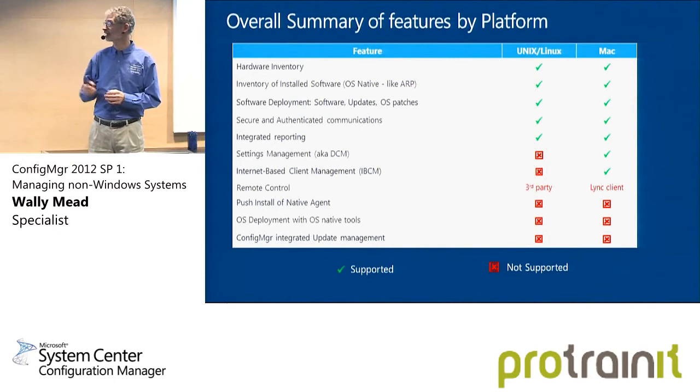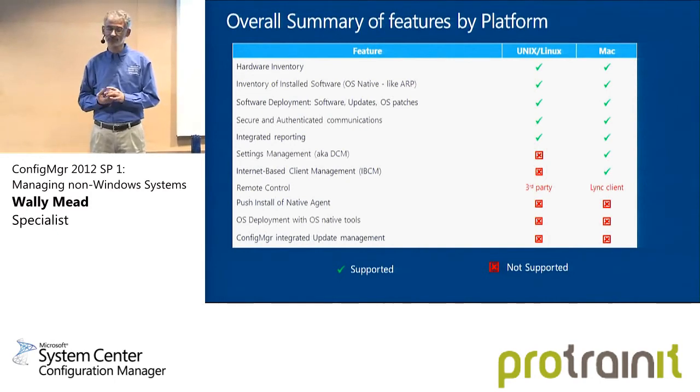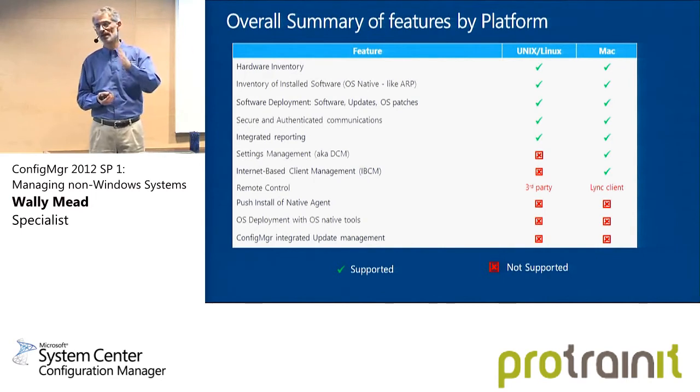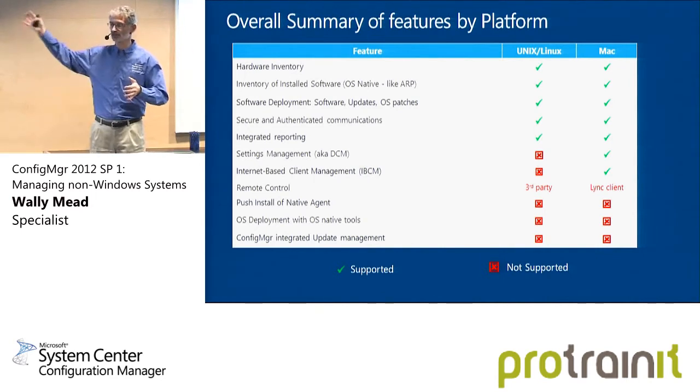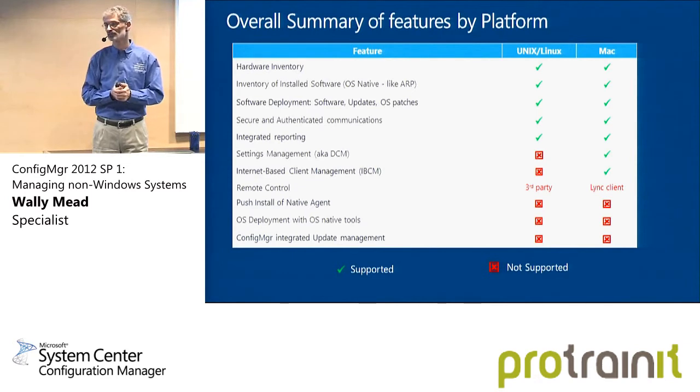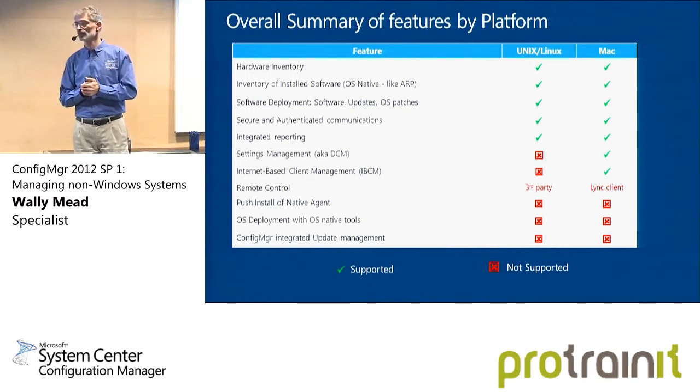So here's just the last slide I have on this. Your summary by platform. It shows you what capabilities we have for the Linux Unix versus the Macintosh client support. And obviously the Macintosh client support has more features because it does have settings management, which is a fairly common request, and again, the number one request for the Linux Unix environment.